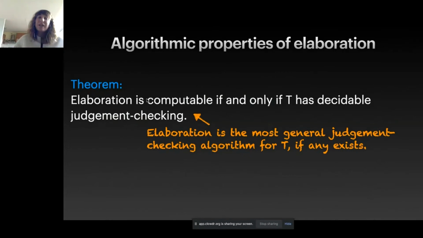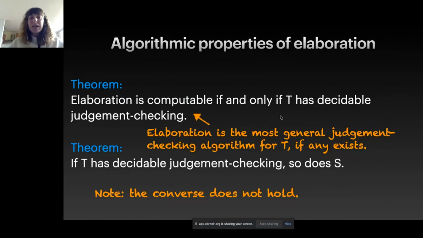So indeed, when you say, oh, I'm not really giving you an algorithm for elaboration, I'm giving you an algorithm if you give me decidable judgment checking for the theory you're starting with. Another thing that also holds is that if T has decidable judgment checking, so does S. The standard type theory S that we end up with after the elaboration will of course have decidable judgment checking if T had it, but the converse does not hold. So we have to be a little careful about that.